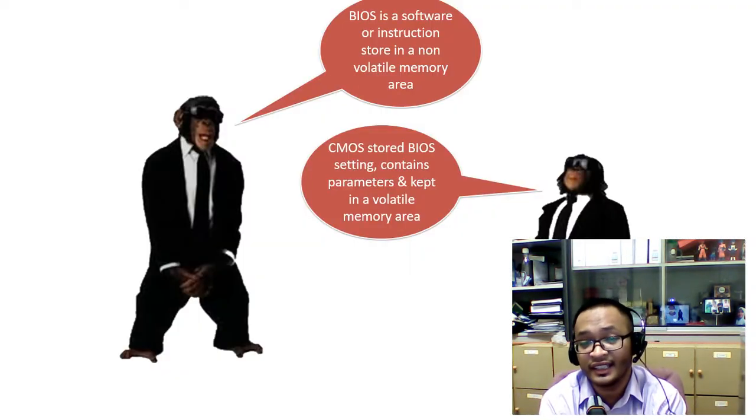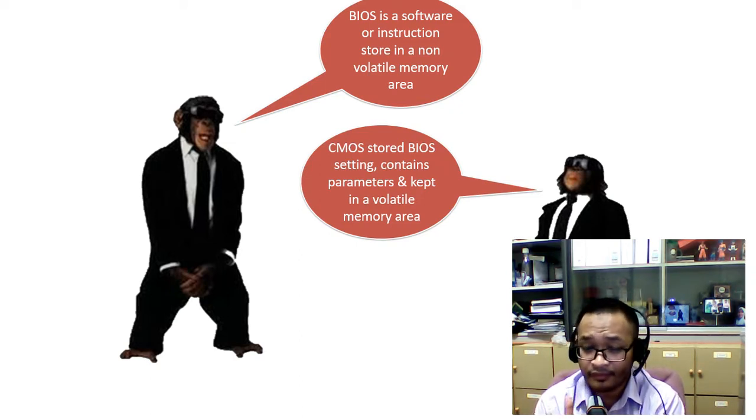Okay, as you can see on the screen, BIOS is software or instructions stored in a non-volatile memory area. Whenever we run our computer, the BIOS chip performs all the instructions to find where the operating system and all the components necessary for the startup process are. While for the CMOS, CMOS stores BIOS settings, contains parameters, and is kept in a volatile memory area.